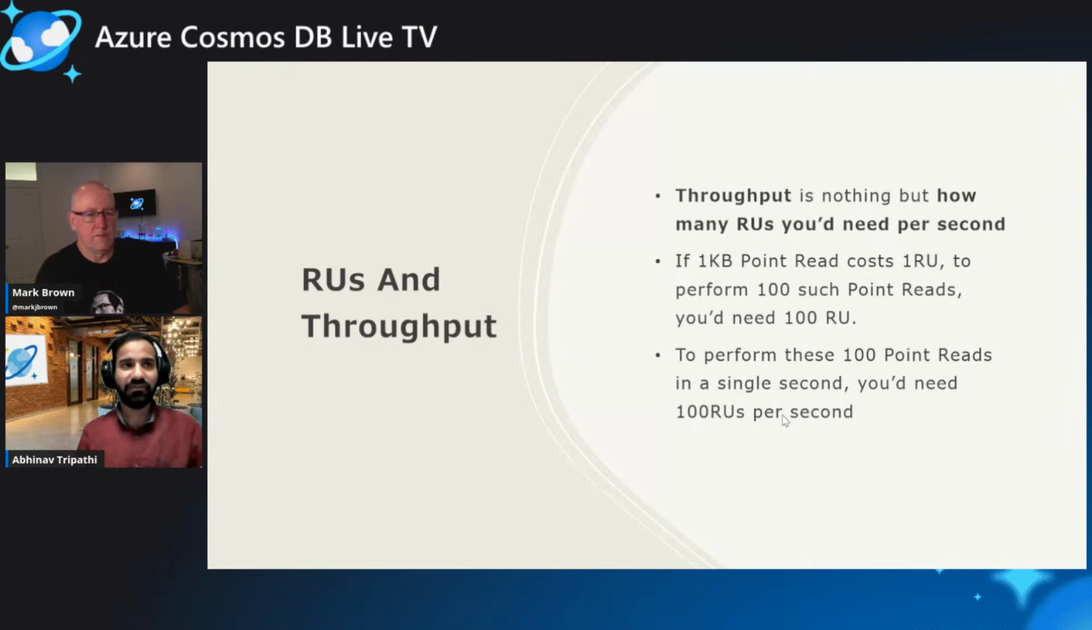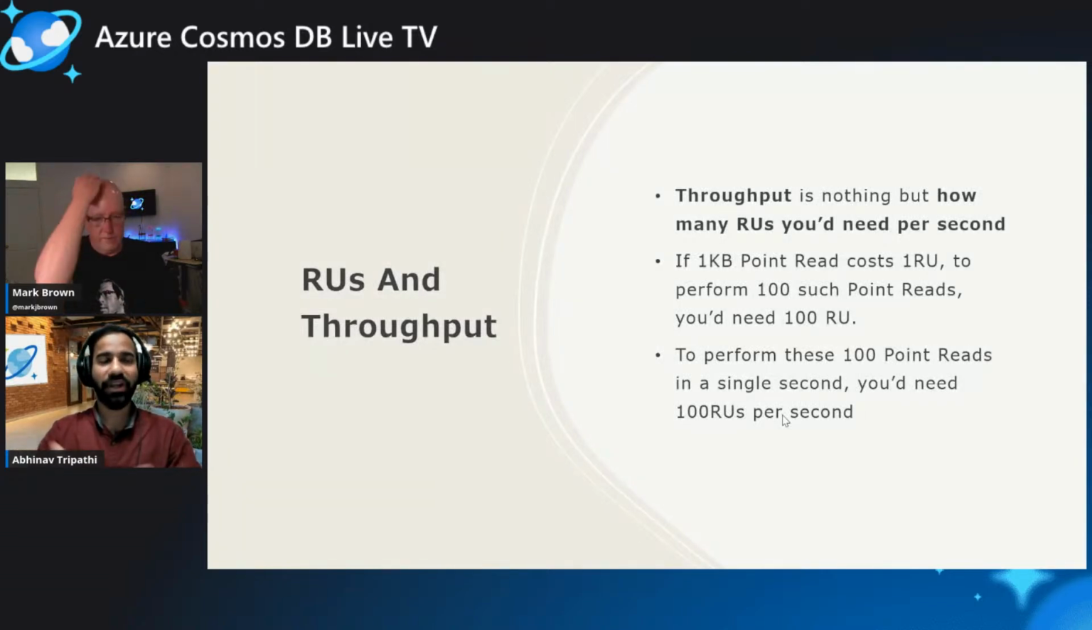And that becomes very important because when we create our containers or databases in Cosmos DB, we have to come up with a ballpark number. We have to set a number for how much throughput we are expecting on a particular container, depending on how many requests. So if we set, let's say, 1,000 RUs, and I'm performing 1,000 point reads on 1 KB documents, I will require 1,000 RUs per second.